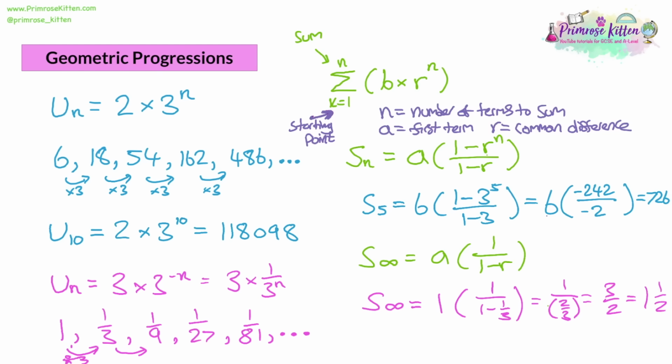So what the sum to infinity tells us is that with the sequence 3 times 3 to the negative n, no matter how many items in that sequence you add together, you will never get higher than 1.5, because each time the number's getting smaller and smaller.